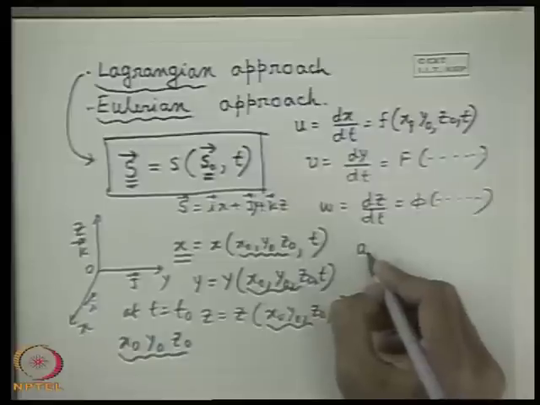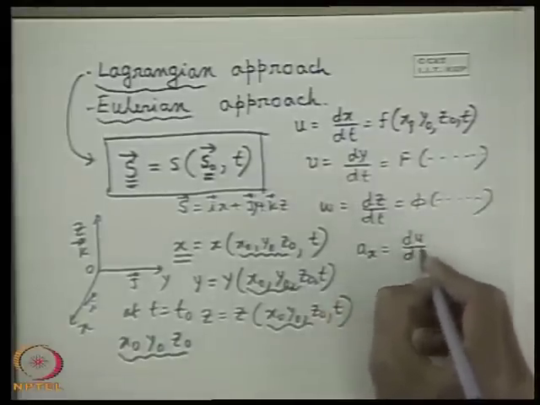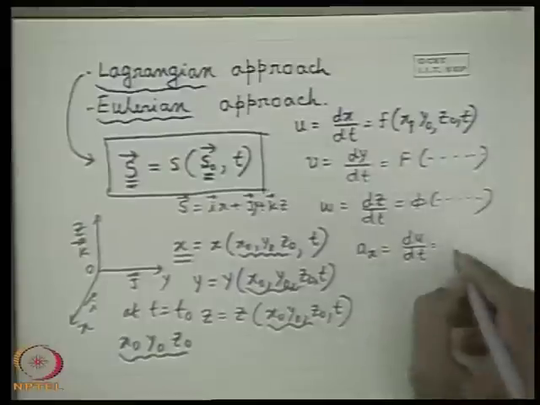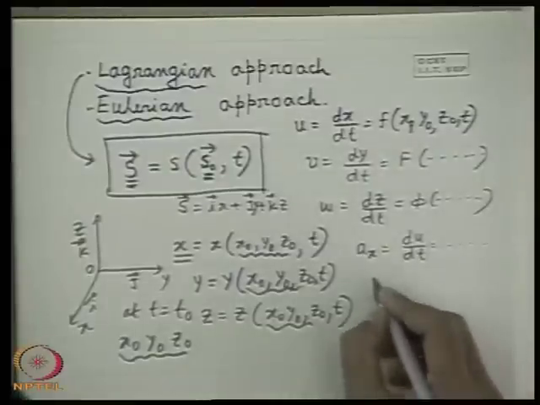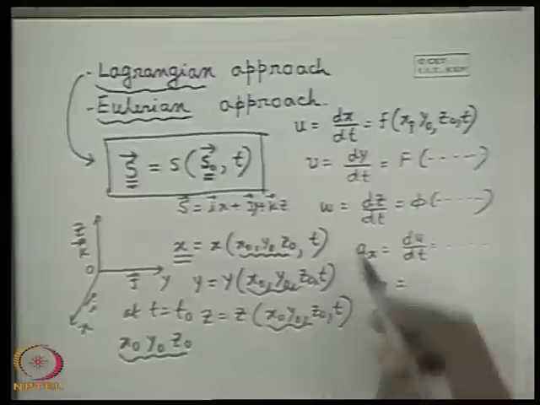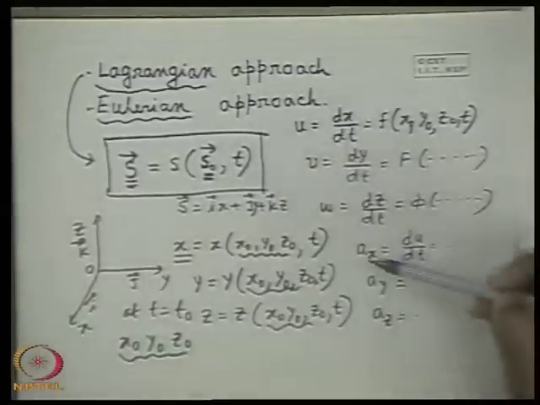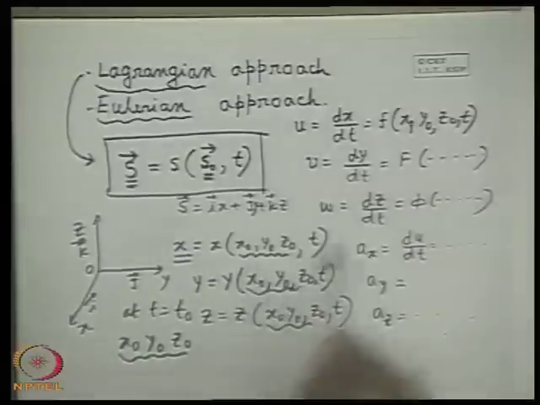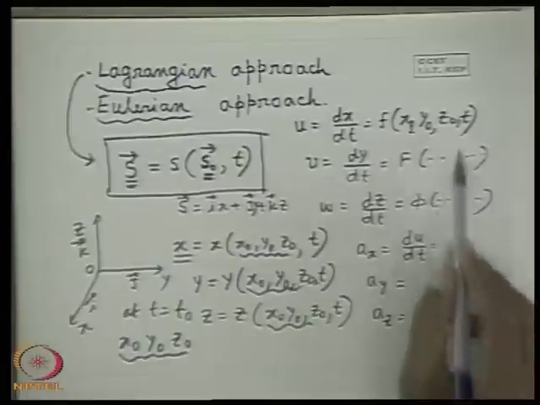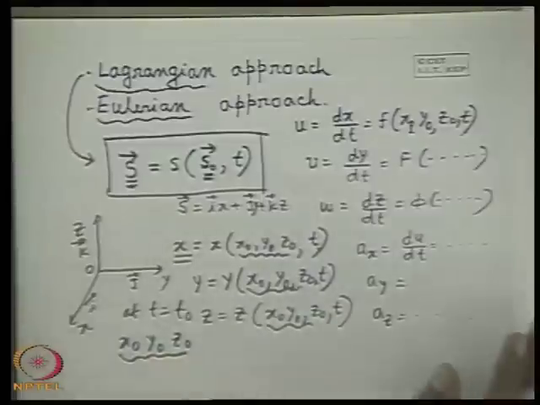Similarly, if we want to find out ax, ax is du/dt or the double derivative, so this will be a function of x0, y0, z0 and t. Similarly, ay, az. Therefore, we see all the kinematic parameters, that means the displacement, velocity and acceleration of a particle, are a function of their identity and the time. So, this way we can find out the description or kinematic behavior of all particles.